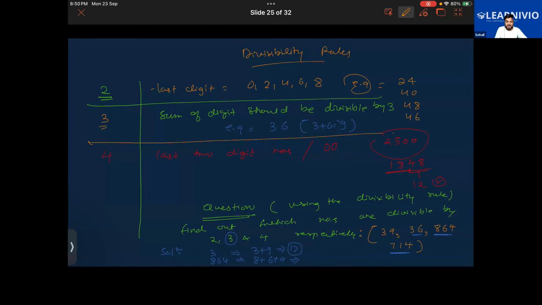Do this question quickly. Sir, it is divisible because the sum is 8 plus 6 plus 4, which is 18.